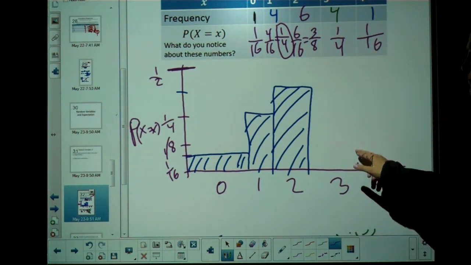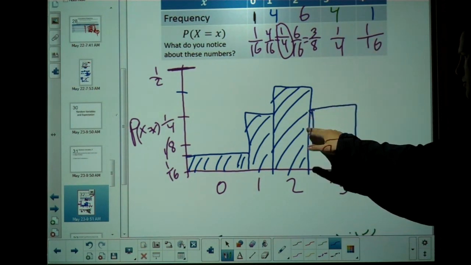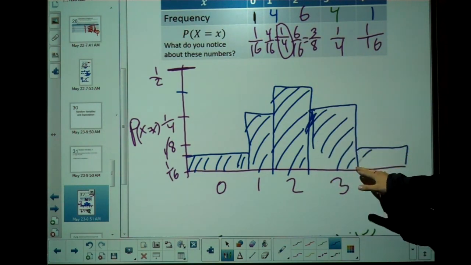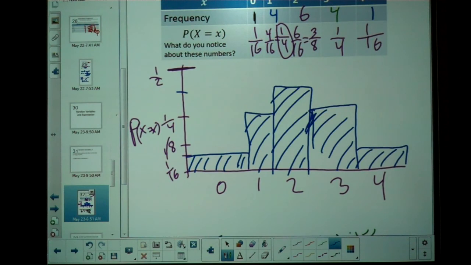1/4. Oops. And 1/16. Okay, and there's our histogram. From my drawing, it may not be that easy to tell, but look, it's a symmetrical distribution. It's not skewed. Okay, so now looks like we've completed our prompt.